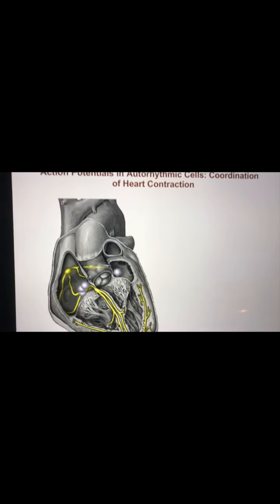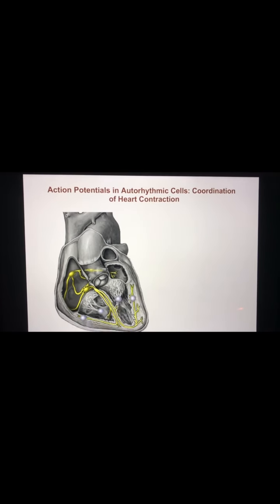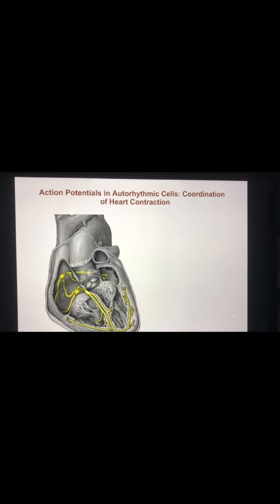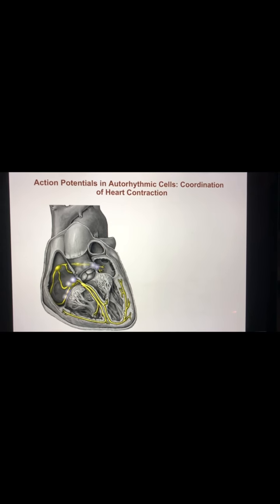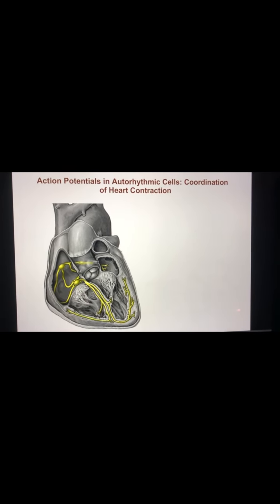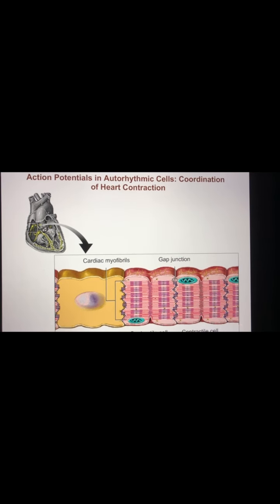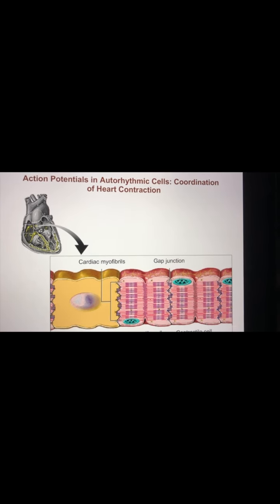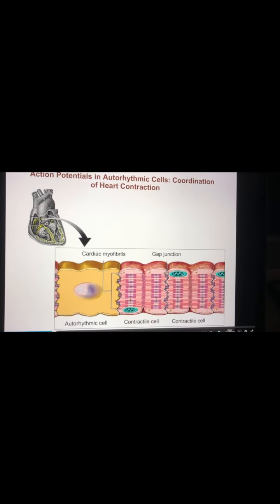Cardiac autorhythmic cells in the intrinsic conduction system generate action potentials that spread in waves to all the cardiac contractile cells. This action causes a coordinated heart contraction. Of all the cells in the body, only heart cells are able to contract on their own without stimulation from the nervous system. In this magnified view of the heart, we see an autorhythmic cell adjacent to several cardiac contractile cells. Action potentials generated by autorhythmic cells create waves of depolarization that spread to contractile cells via gap junctions.